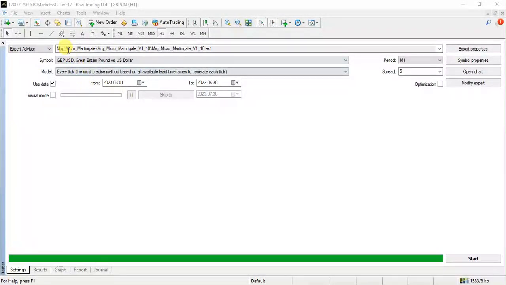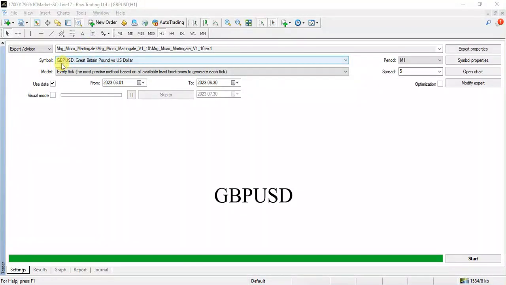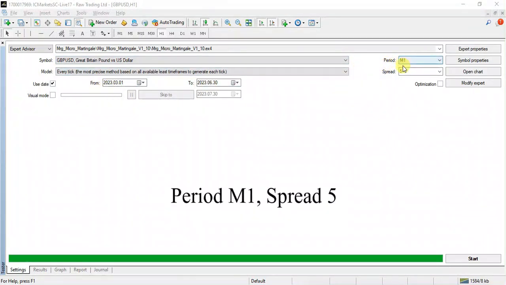Today I am testing Micro Martingale. Currency pair is GBPUSD and time duration is 3 months. Period is M1 and spread is 5.